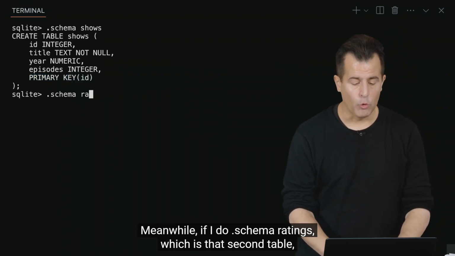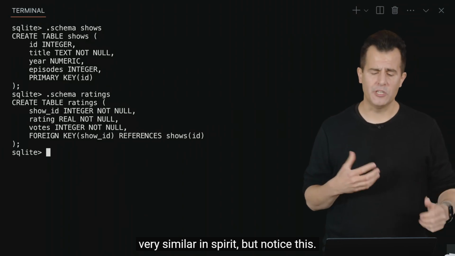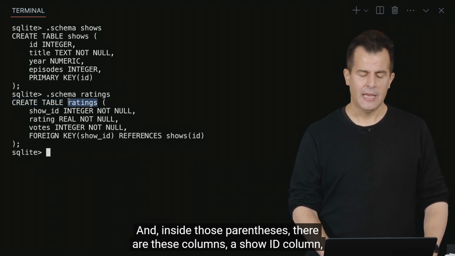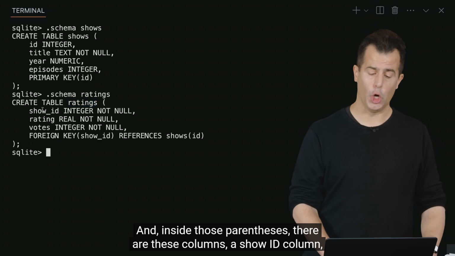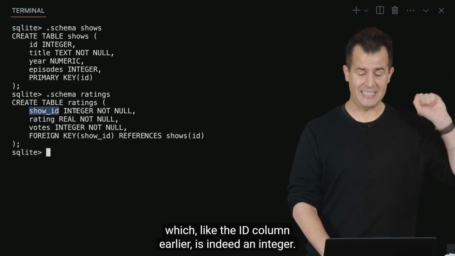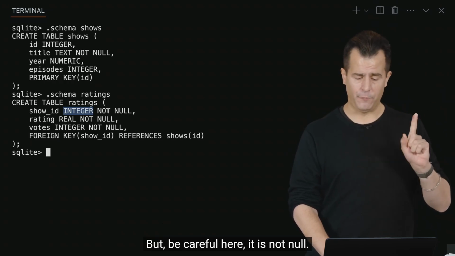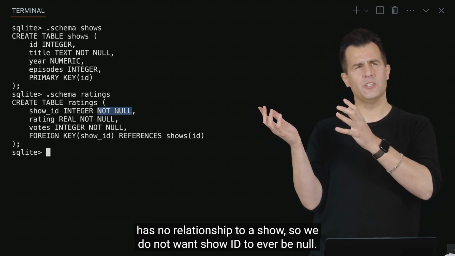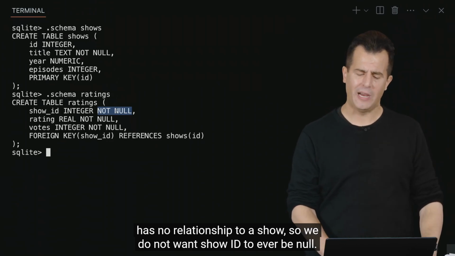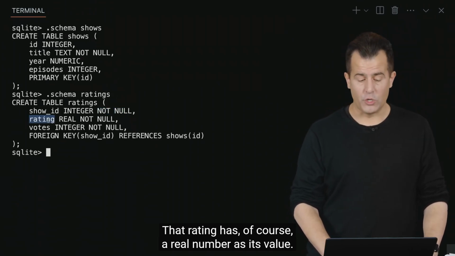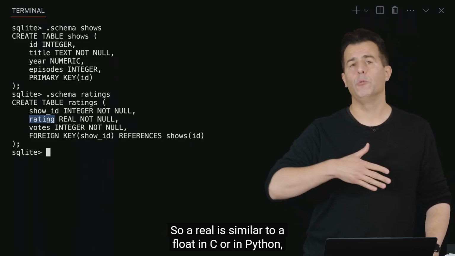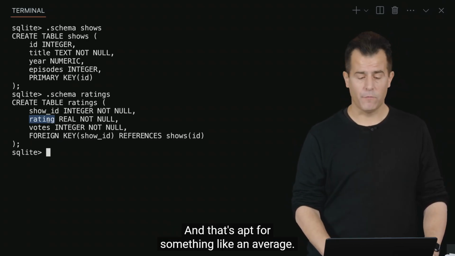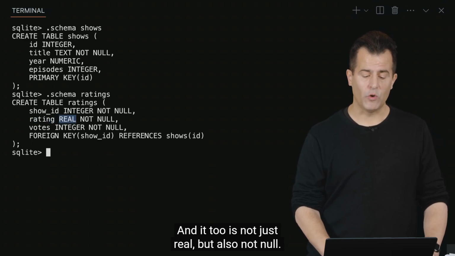Meanwhile, if I do .schema ratings, which is that second table, very similar in spirit, but notice this. I've created a table in advance called ratings, and inside those parentheses, there are these columns. A show ID column, which, like the ID column earlier, is indeed an integer, but be careful here, it is not null. It would also make no sense if we've got this orphaned rating that has no relationship to a show, so we do not want show ID to ever be null. That rating has, of course, a real number as its value. So a real is similar to a float in C or in Python, whereby it has a decimal point, and that's apt for something like an average. And it, too, is not just real, but also not null.